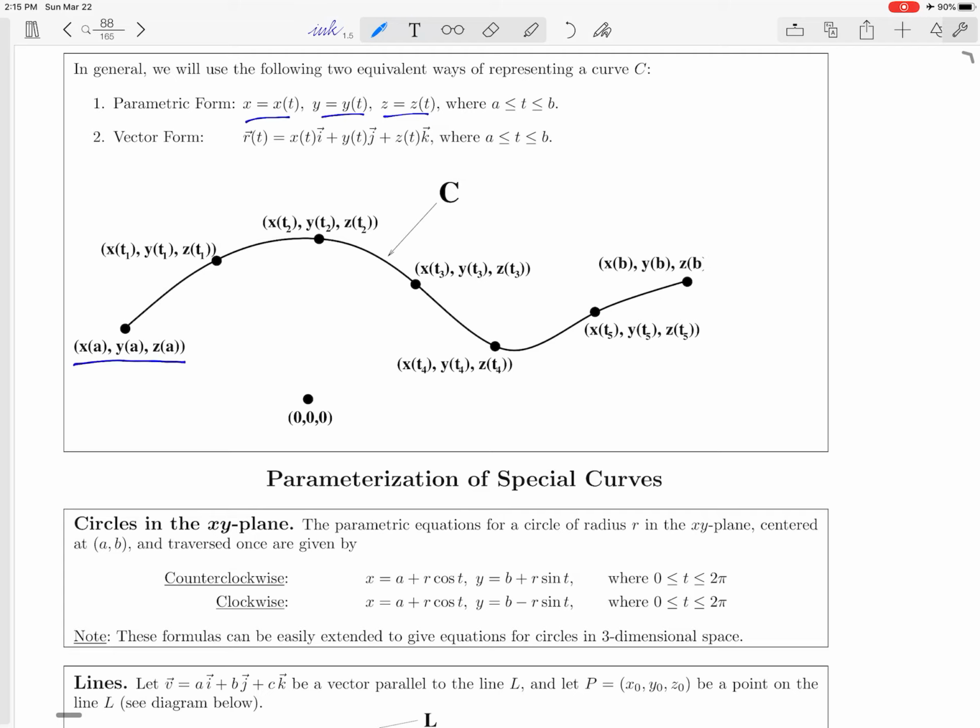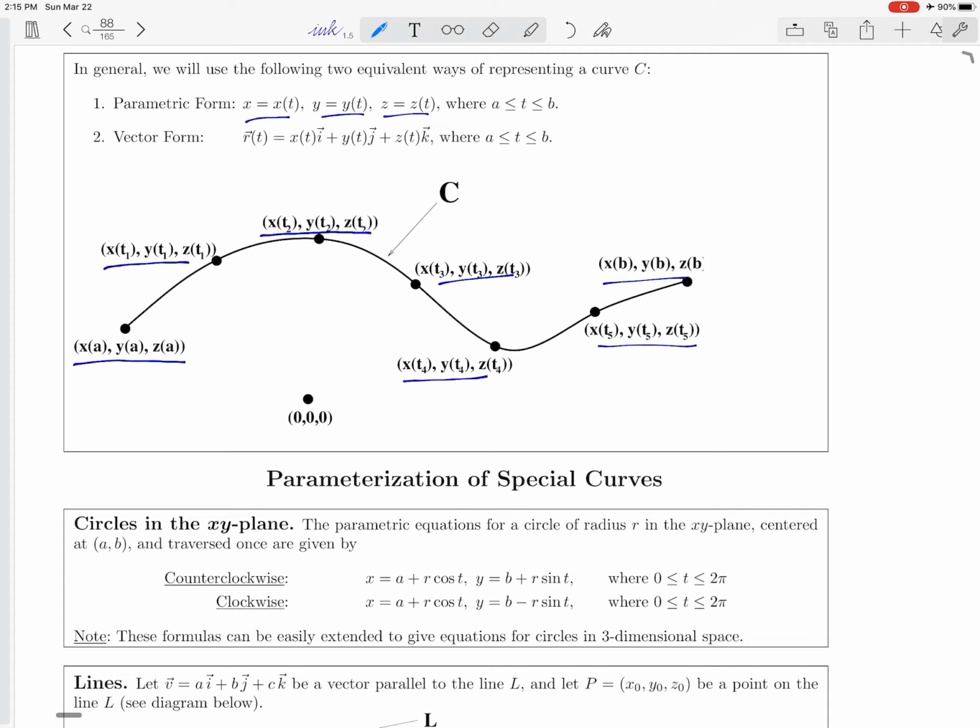If t goes from a to b, then we are starting at the point x of a, y of a, z of a, and then after a little bit at t1, we get to our first point. After t2, we're getting to the second point. And so in this way, we can describe our particle as it moves along all the way from the starting point to the ending point for t from a to b.